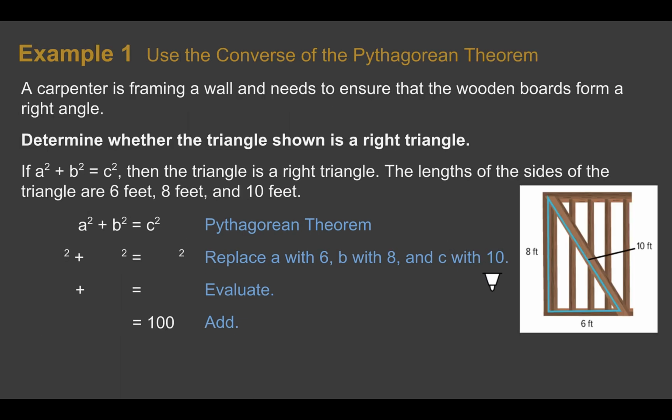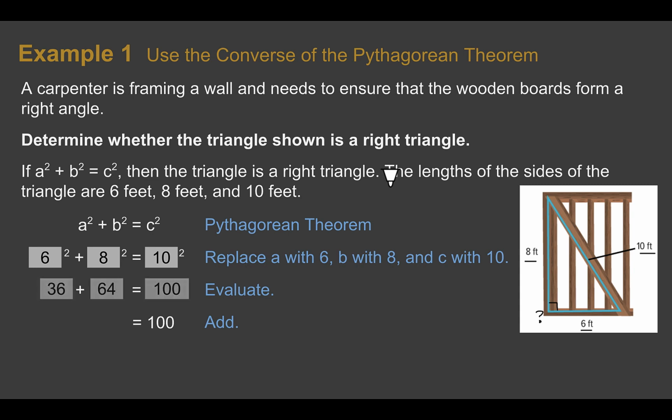Example 1. Use the converse of the Pythagorean theorem. A carpenter is framing a wall and needs to ensure that the wooden boards form a right angle. Determine whether the triangle shown is a right triangle. So we want to know, is that down here a right angle? Does the Pythagorean theorem work? Our two short side squares must be equal to the long side square. So if I plug in 6, 8, and 10, again, 6 and 8 are the short sides. They have to go for a and b. 10 is the longest side. It has to go for c.